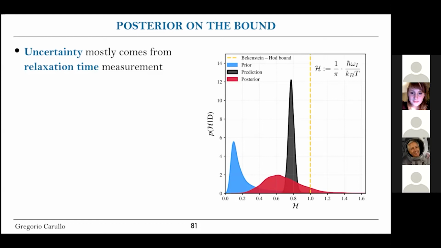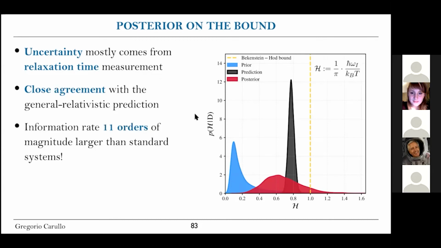Okay. And yeah, so as I was saying, the uncertainty mostly comes from this relaxation time measurement, on this omega I, and it's in close agreement with the GR prediction. But one looks at these results and it doesn't seem very surprising in principle. It's a probability distribution. It peaks below 1, and that's it.